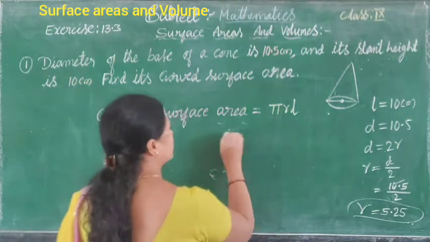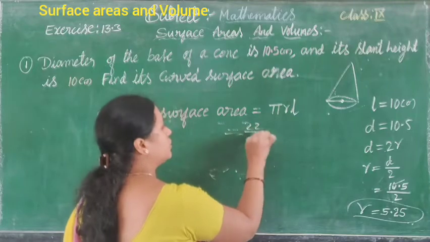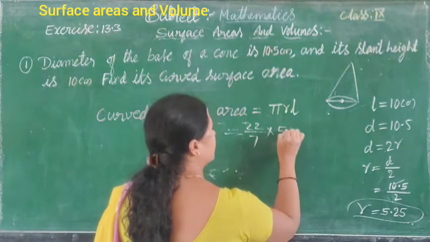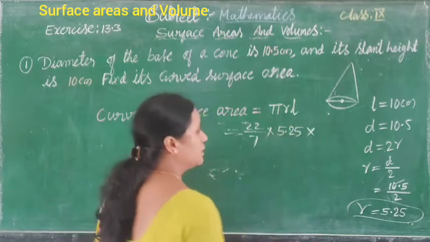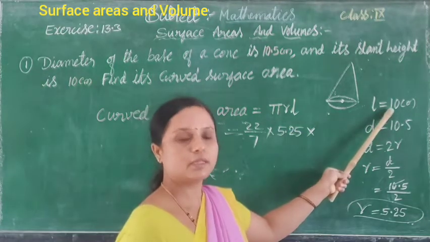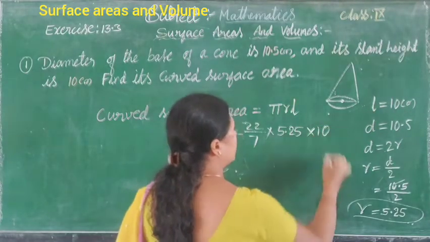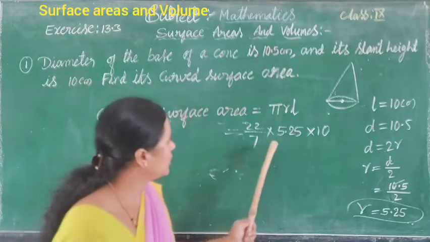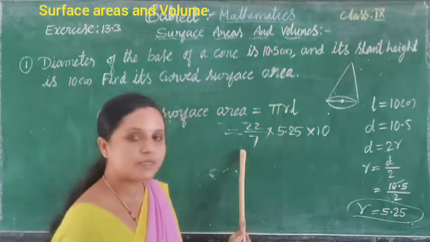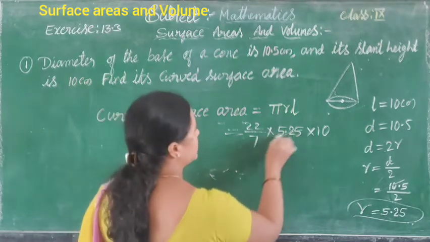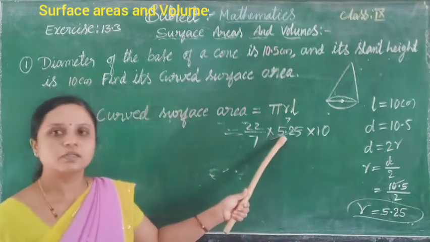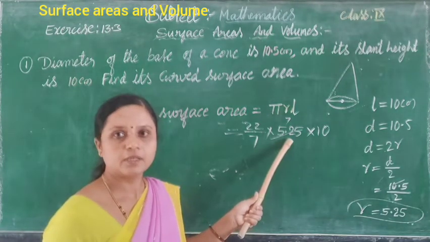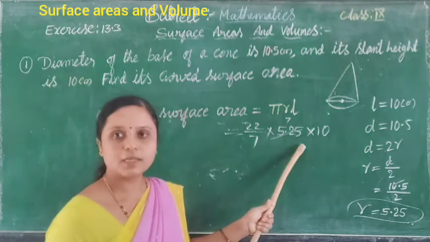You know that pi is a constant, 22/7, and r is 5.25. Write this 5.25, and again L is given, that is 10. You see the denominator is 7. You can divide 5.25 by 7. So you know that 7 sevens are 49. We can subtract 49 from 52. We get 3. So 52 minus 49 is 3.